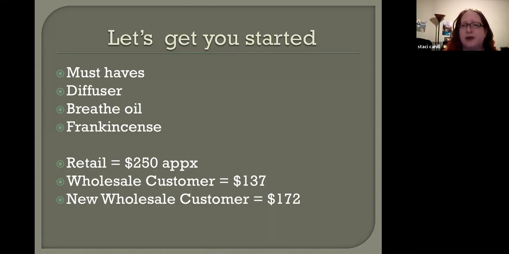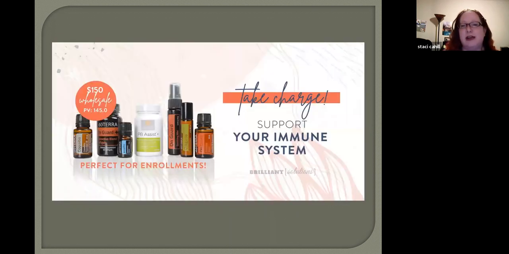And if you are brand new and you want to get started with essential oils, we have a $35 membership fee, which is included in that wholesale customer price of $137. So it brings your total to around $172. Now, I also right now would look at getting this immune support kit as an enrollment. This is $150 wholesale. You can add that with your wholesale account for $35. That wholesale account gives you access to everything doTERRA has to offer, 25% off. It is an amazing benefit, and that lasts for an entire year.